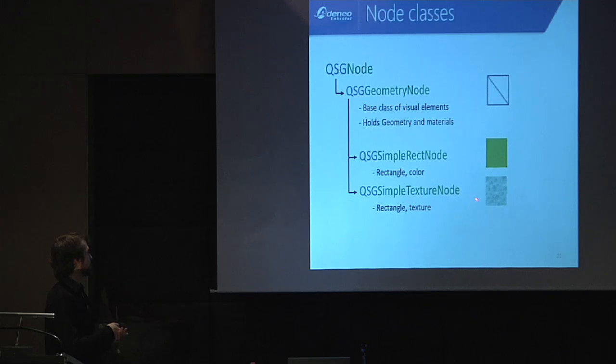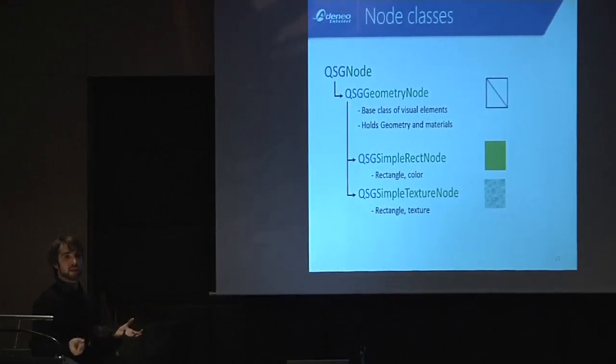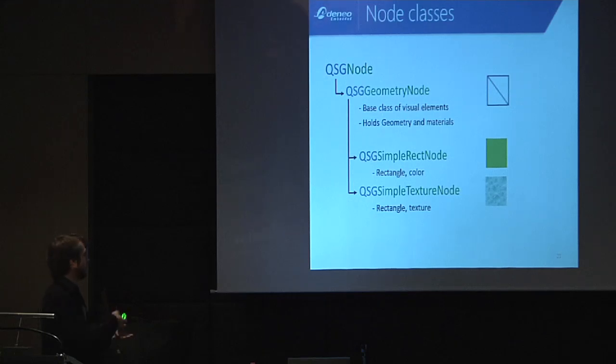And another one, for example, is the simple texture node. So let's say you have an image to display. An image is actually a texture. So you will create a simple texture node, set this image as the texture, and then render that on screen.